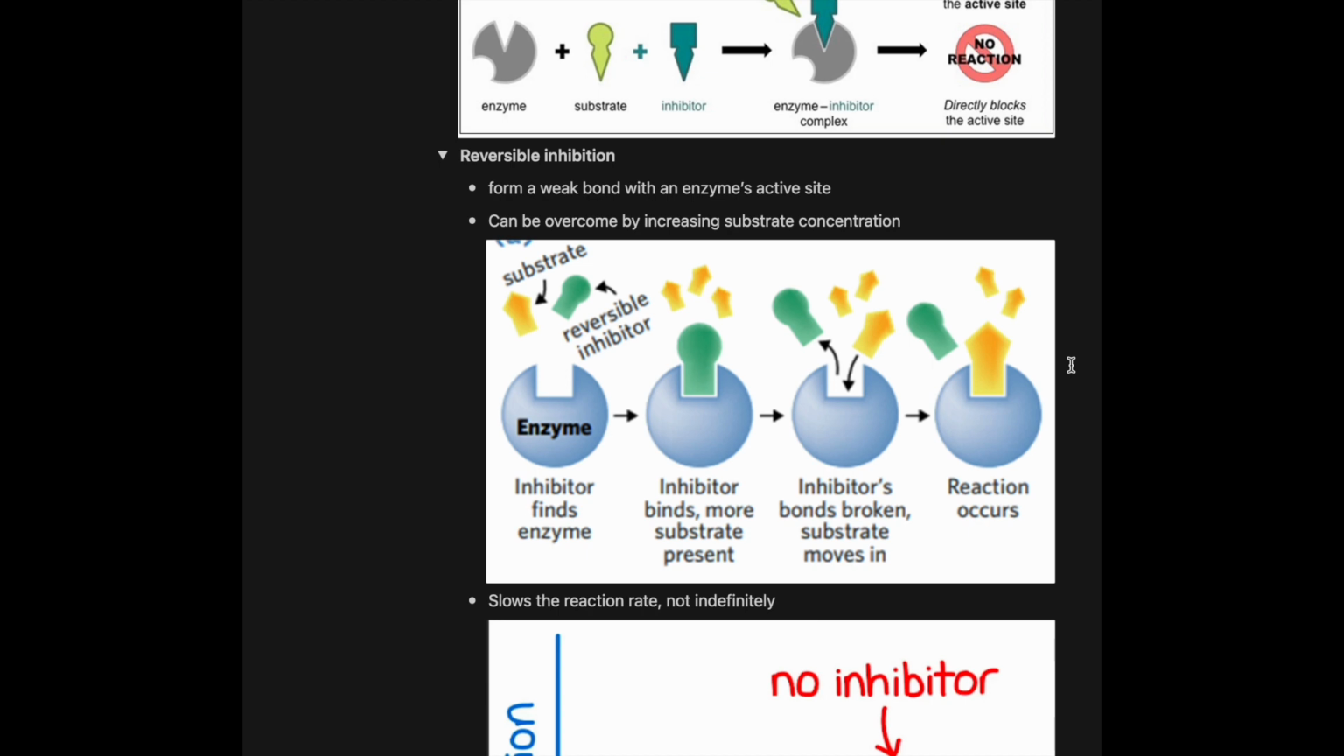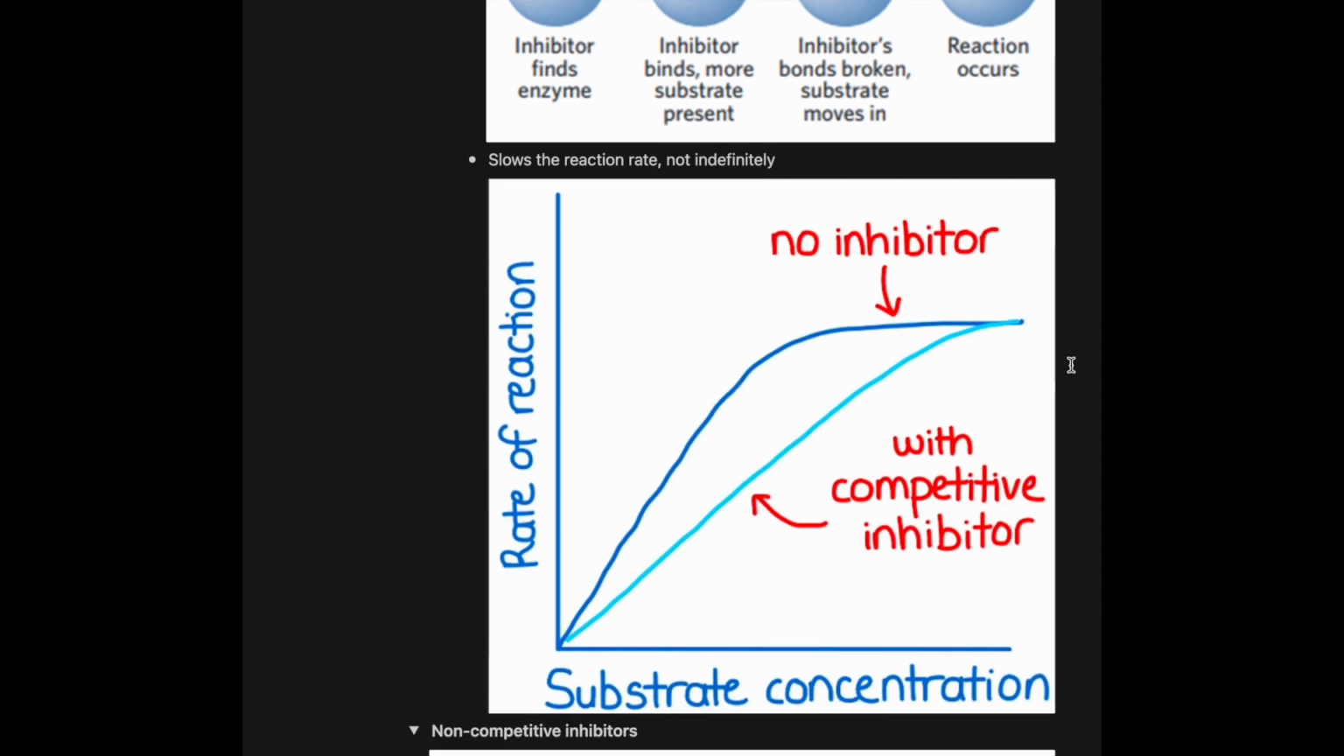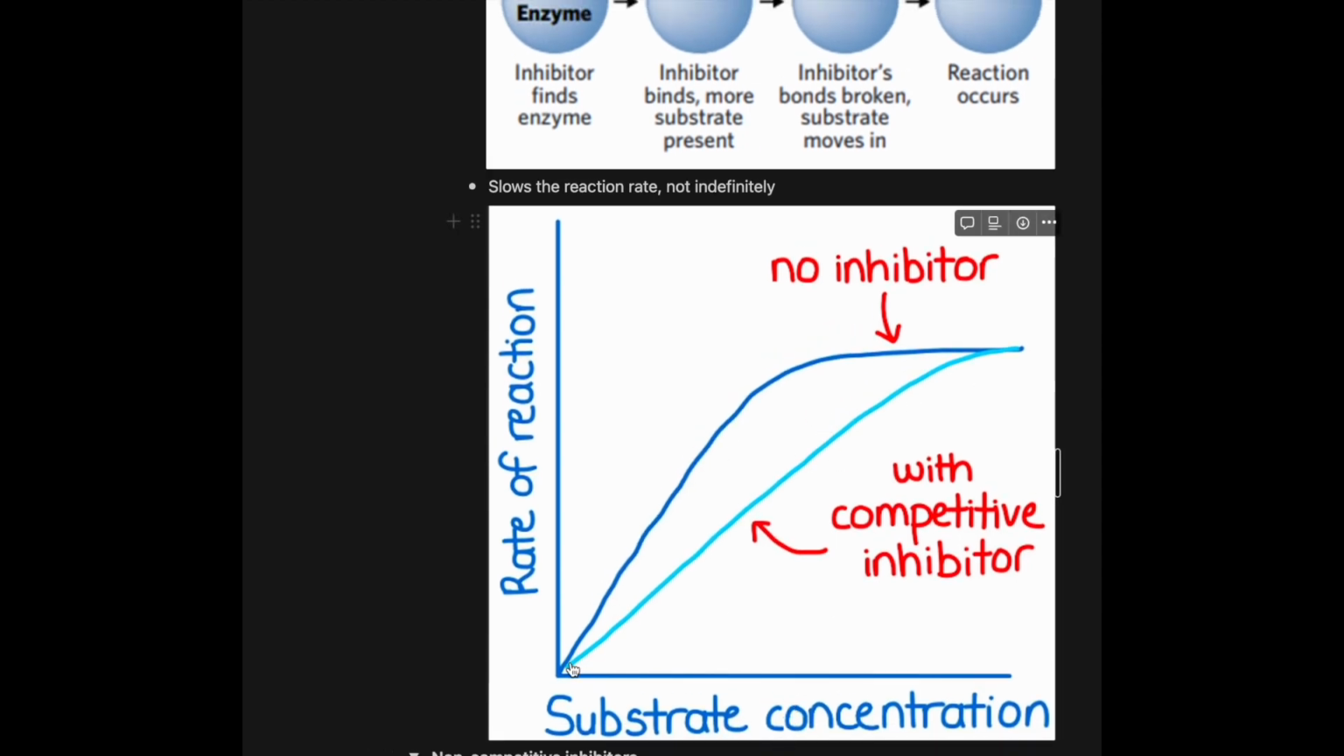However, as a result of forming a weak bond, this can be overcome by increasing substrate concentration, which increases the chances that the substrate will bind to the active site of the enzyme, as opposed to the inhibitor, allowing the reaction to increase to its original rate, as we can see here. So this is without any inhibitor. So it increases and eventually plateaus as a result of reaching the saturation point. But with a competitive inhibitor, it is initially inhibited, but as a result of increasing the substrate concentration, this overcomes the effect of the competitive inhibitor, allowing the rate of reaction to increase to rates as previously without the inhibitor.